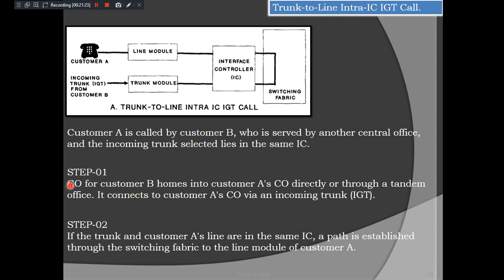Step 1, common office. Shall we take it in the next session? Okay, we'll stop and refresh and start in the next session.